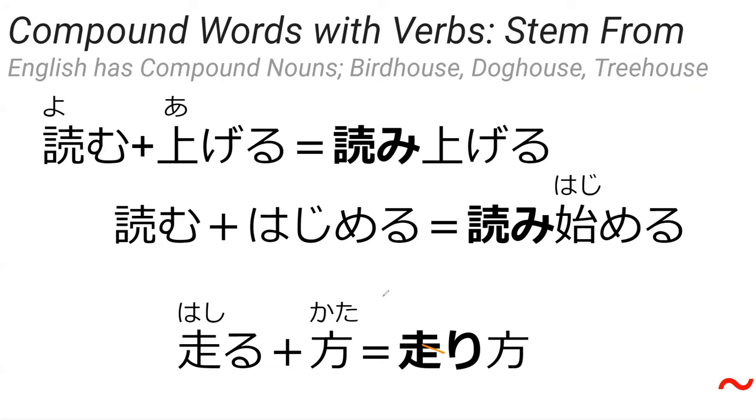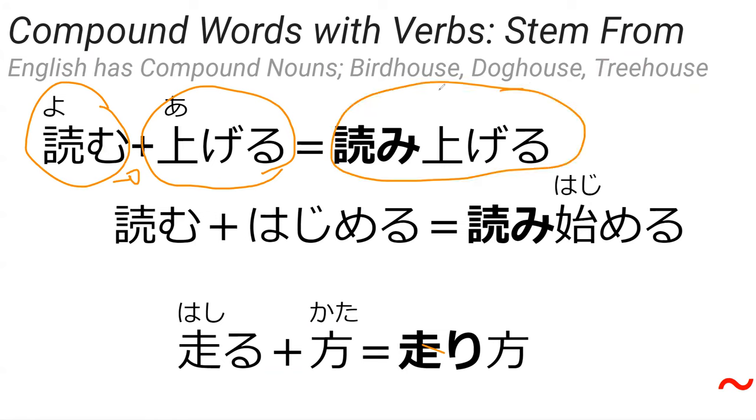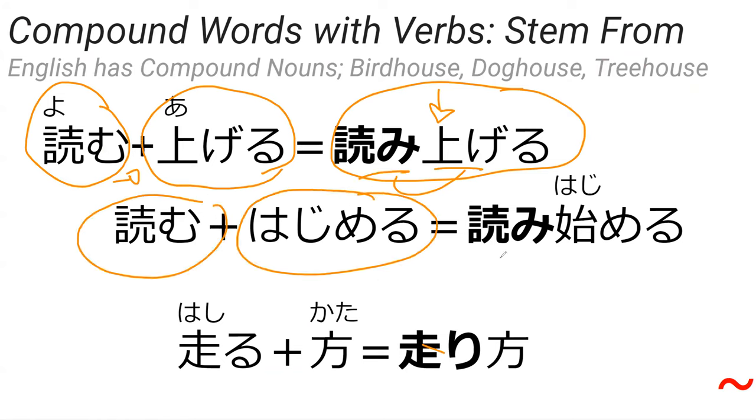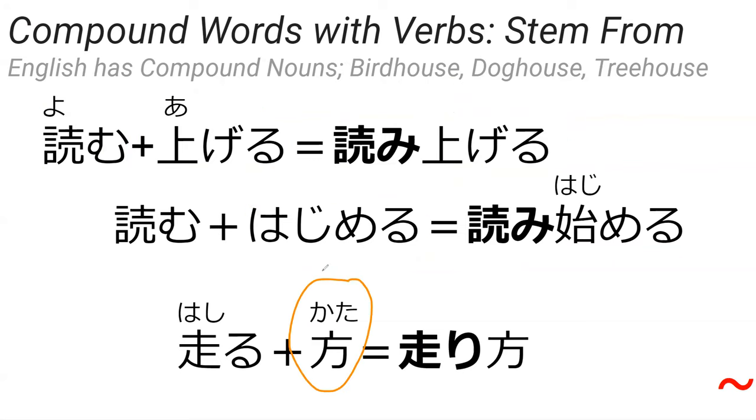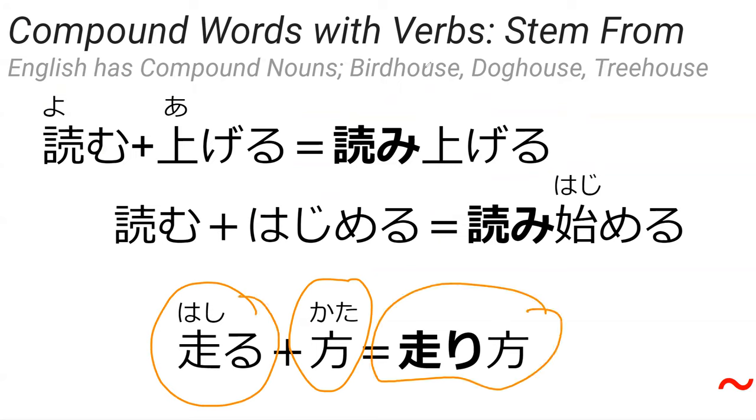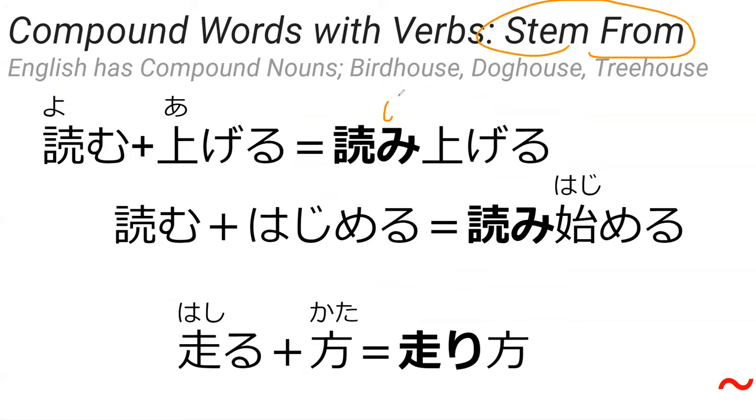Some of these have kind of obvious meanings. Ageru is used in Japanese to mean you let out a noise, to raise your voice. And yomu is to read. So yomi ageru is to read out loud. You're raising your voice while reading. Or hajimeru is to begin. So yomi hajimeru is to begin reading. Or kata, which is a noun that means the way of. And hashiru is to run. Hashiri kata is the way of running. So all you do is get that stem form, which is basically adding i to the end of the verb. So yomu turns into yomi, or hashiru turns into hashiri, and attach that to the verb. Every once in a while, you will not be able to find a verb that's made this way, but most of the verbs are in our English dictionaries. But that is how these compound verbs are made.